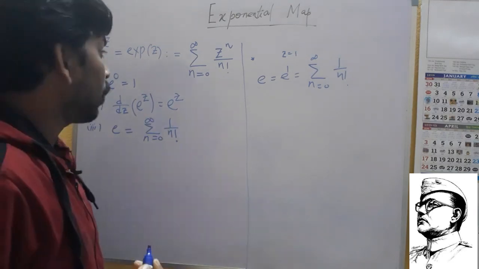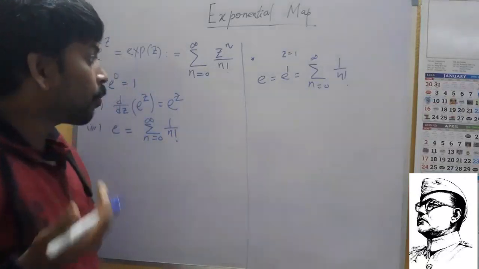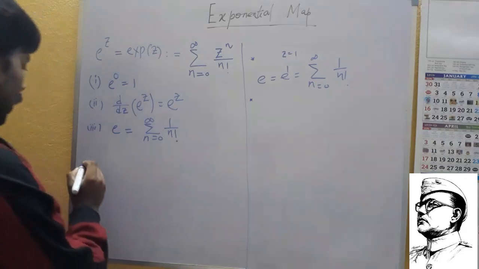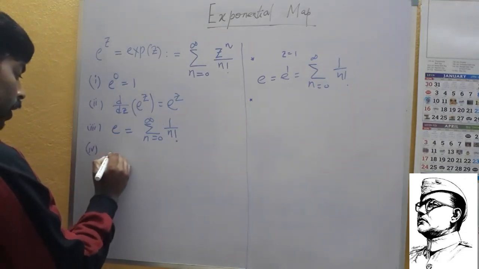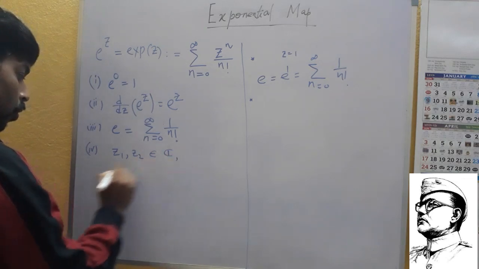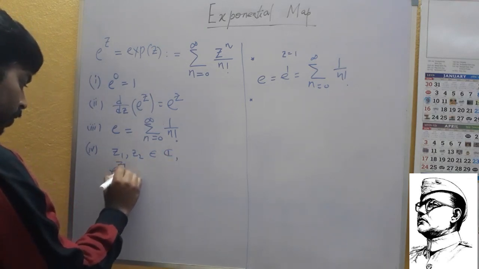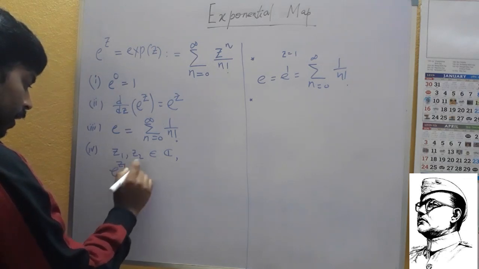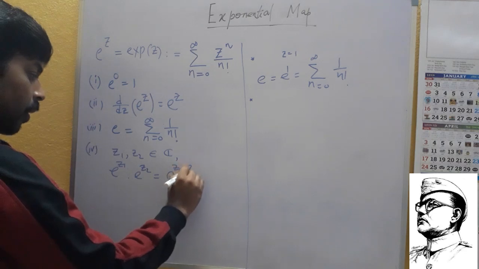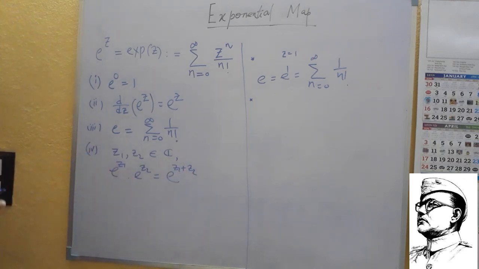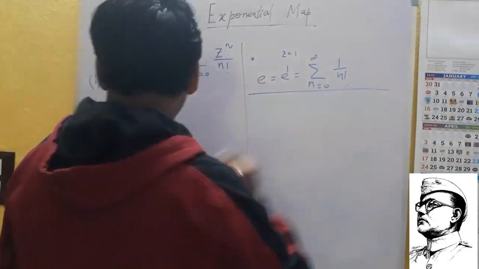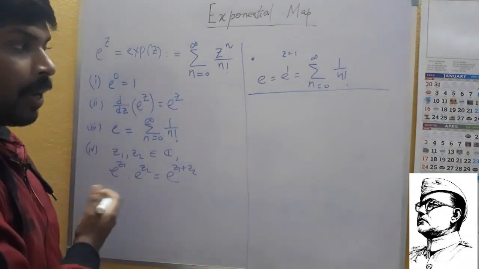Next we prove another important property of the exponential function. For any two complex numbers z1 and z2, we will prove that exponential of z1 multiplied by exponential of z2 is exponential of z1 plus z2. We will prove this theorem. Before proving this, we will prove another result.